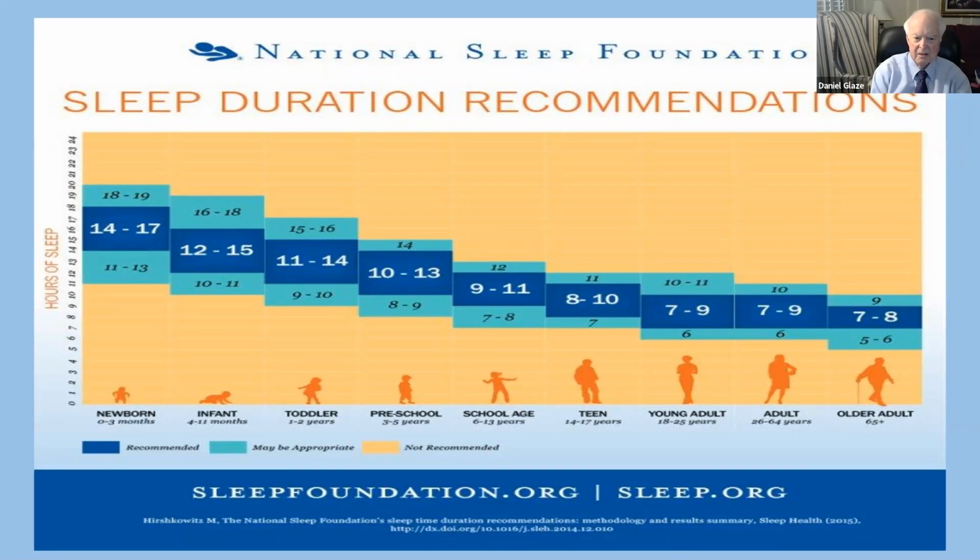For example, toddlers in the age group of 1 to 2 years require 11 to 14 hours of sleep to maintain their development, to maintain their health, for optimal functioning. The second thing that's emphasized by the slide is that the amount of sleep that is necessary for your health and for your functioning at your best varies depending on age. And it decreases from newborns who may typically require anywhere from 14 to 17 hours to young adults and older adults who require 7 to 9 hours.